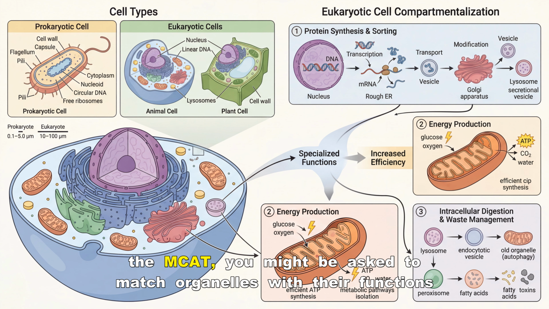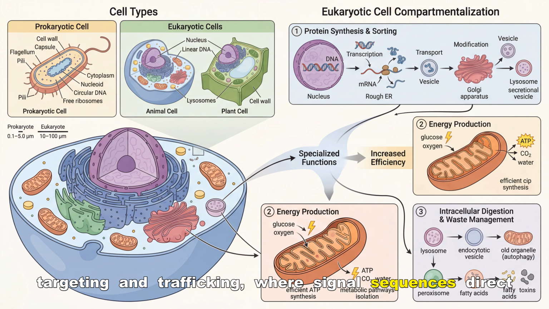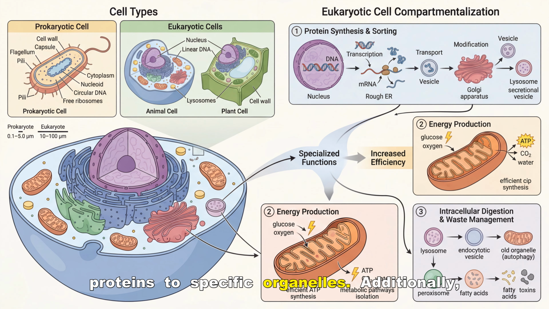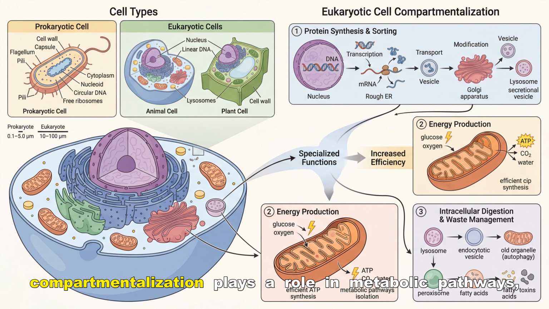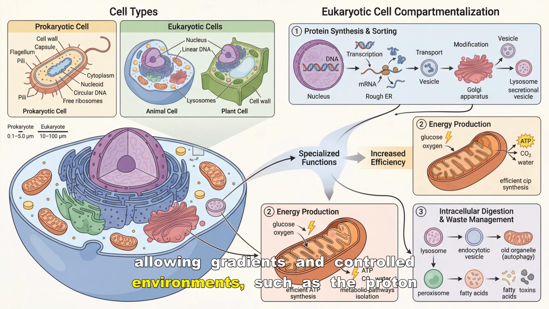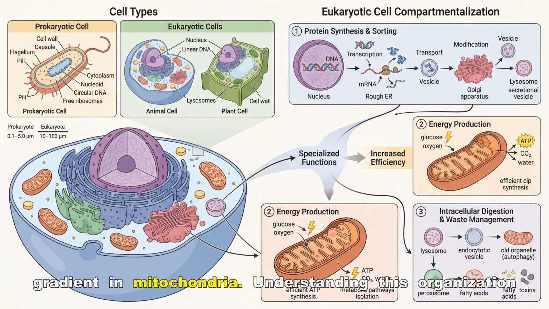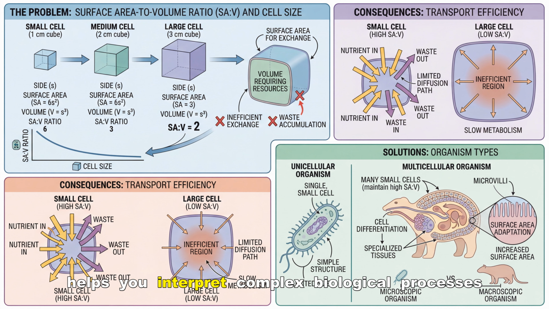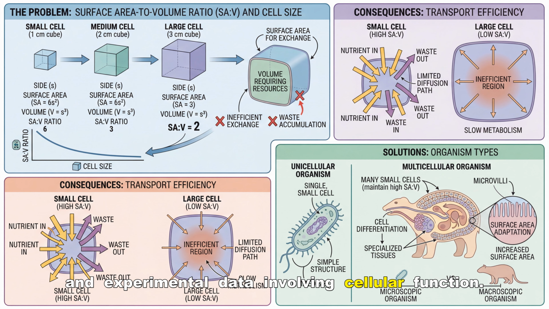On the MCAT, you might be asked to match organelles with their functions or predict what happens if an organelle is damaged. For instance, if lysosomes fail, waste accumulates, leading to cellular dysfunction. This concept also connects to protein targeting and trafficking, where signal sequences direct proteins to specific organelles. Additionally, compartmentalization plays a role in metabolic pathways, allowing gradients and controlled environments, such as the proton gradient in mitochondria. Understanding this organization helps you interpret complex biological processes and experimental data involving cellular function.